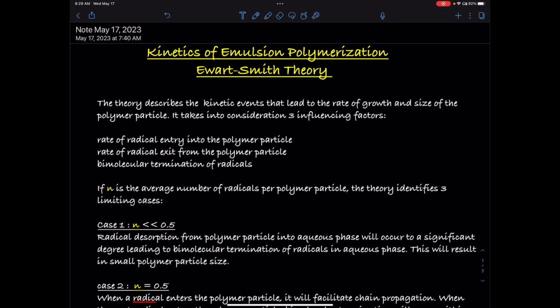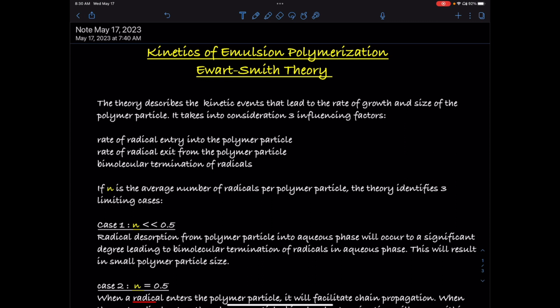This video explains the Ewart Smith theory for kinetics of emulsion polymerization. This theory takes into account three influencing factors that govern the rate of growth and size of the polymer particle. The three factors are rate of radical entry into the polymer particle, rate of radical exit from the polymer particle, and bimolecular termination of radicals.